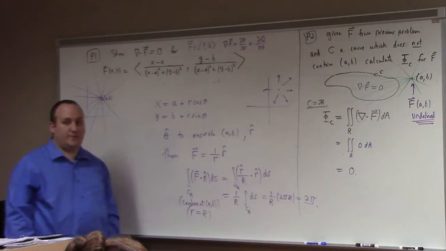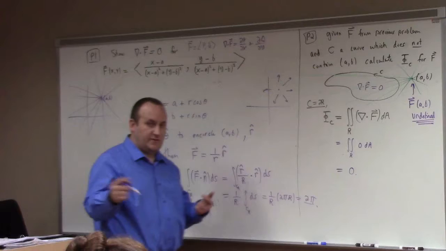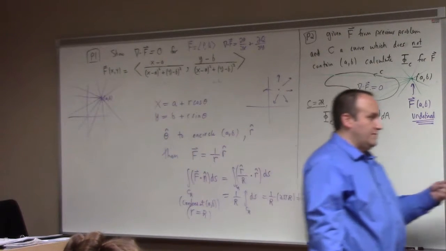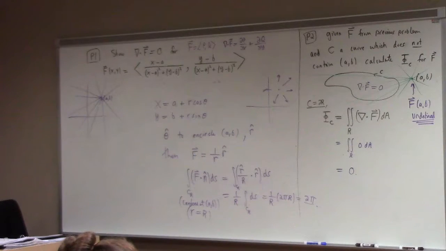Alternatively, you could actually parameterize the circle and go through what Ripken was starting to do, which would have been to actually straight up calculate this, which you could do, and you'd also get 2 pi. It would just take longer to work through the details here.